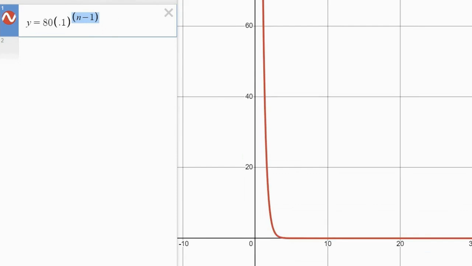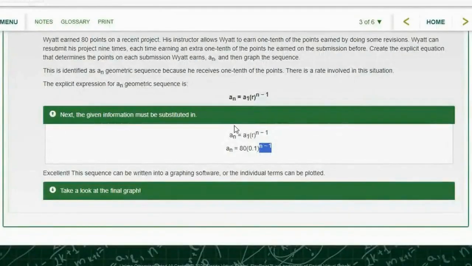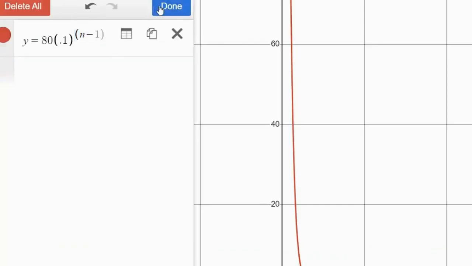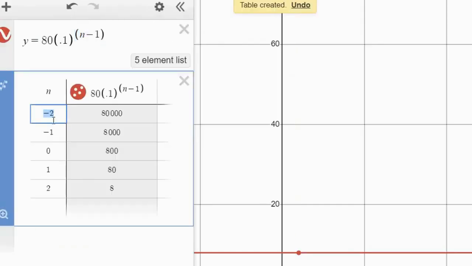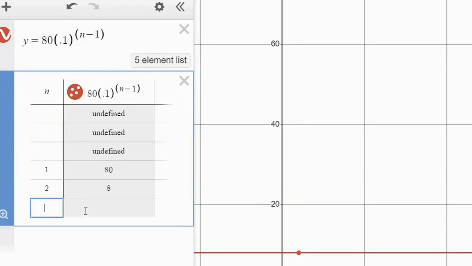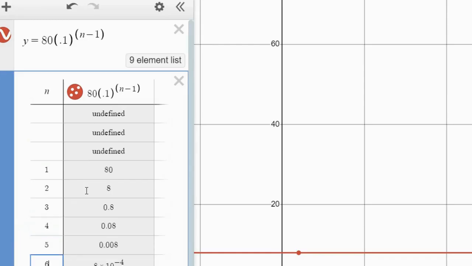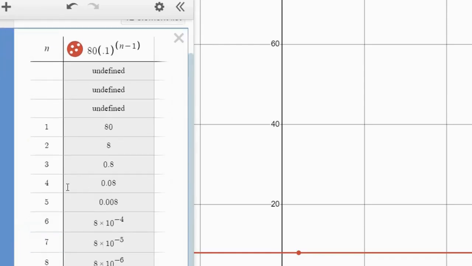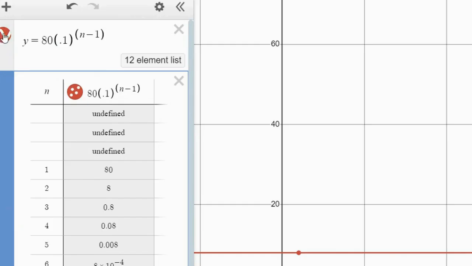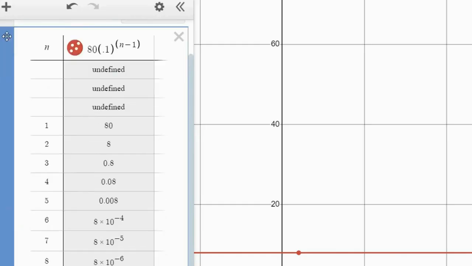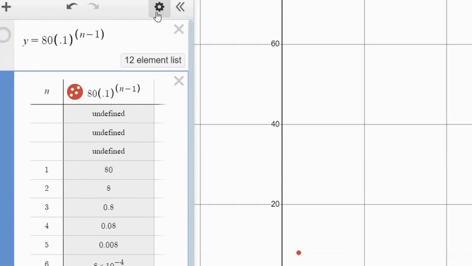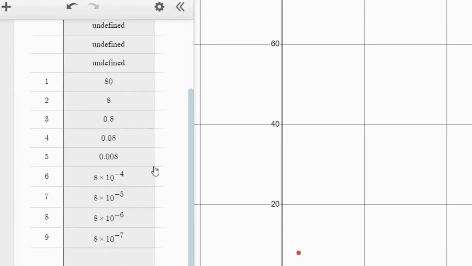And here is our starting graph. What's it wanting? For 9 submissions, then what did he say? He can resubmit his project 9 times. So let's change this to a table. Get rid of the negative values, and take this up to the 9th value: 3, 4, 5, 6, 7, 8, 9. Now let's uncheck the continuous up there, turn off the settings and just leave the table.